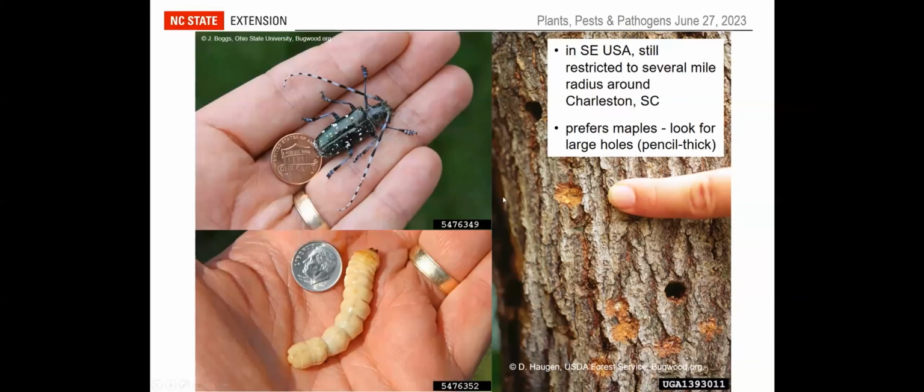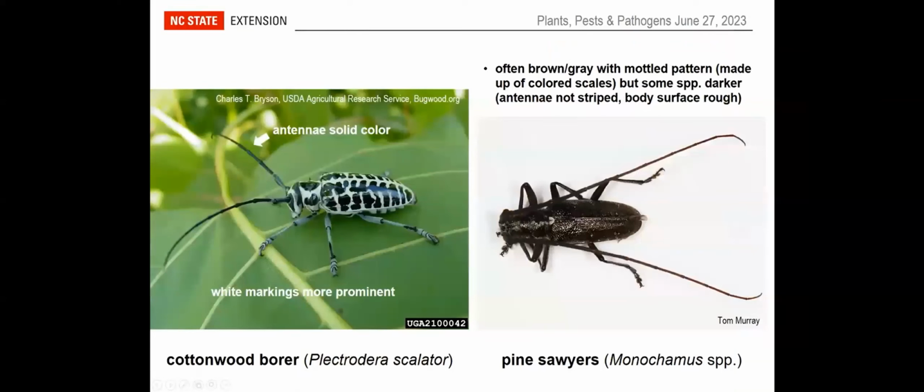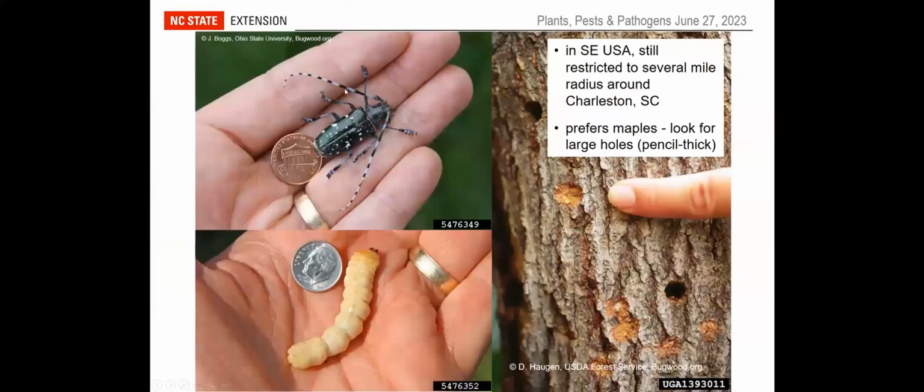But note that there are species around here that look similar, and so don't confuse the similar ones with the Asian longhorn beetle. The cottonwood borer has solidly colored antennae and much more extensive white on the body, and some of the pine sawyers are dark with little white specks on them, but the antennae are solid colored as well. So again, the Asian longhorn beetle has these black and white striped antennae.